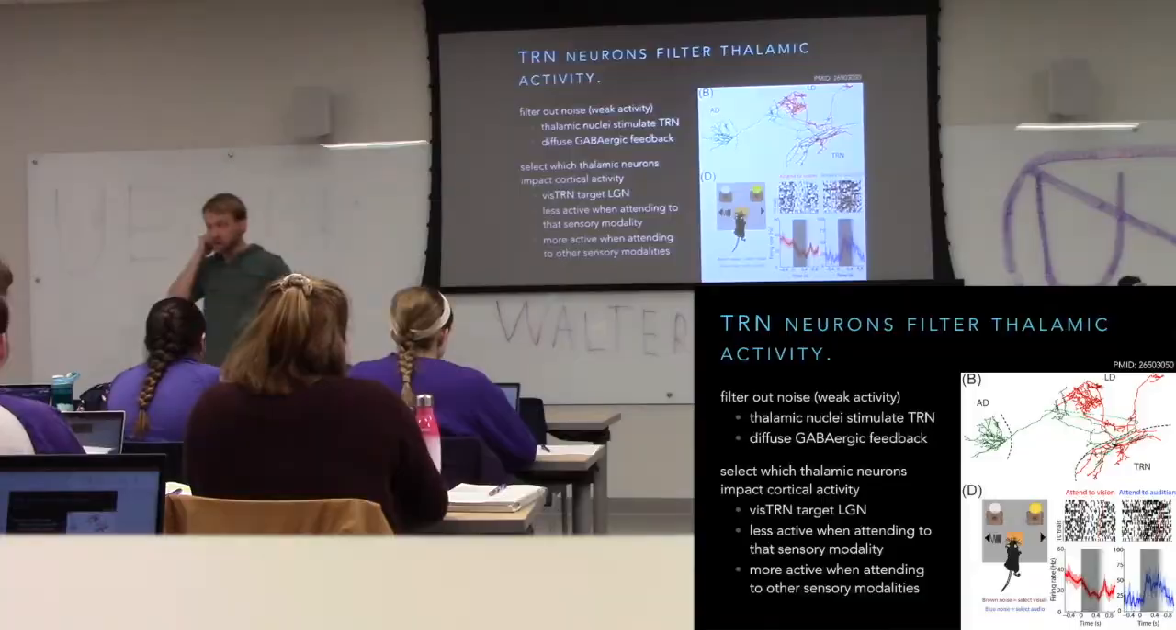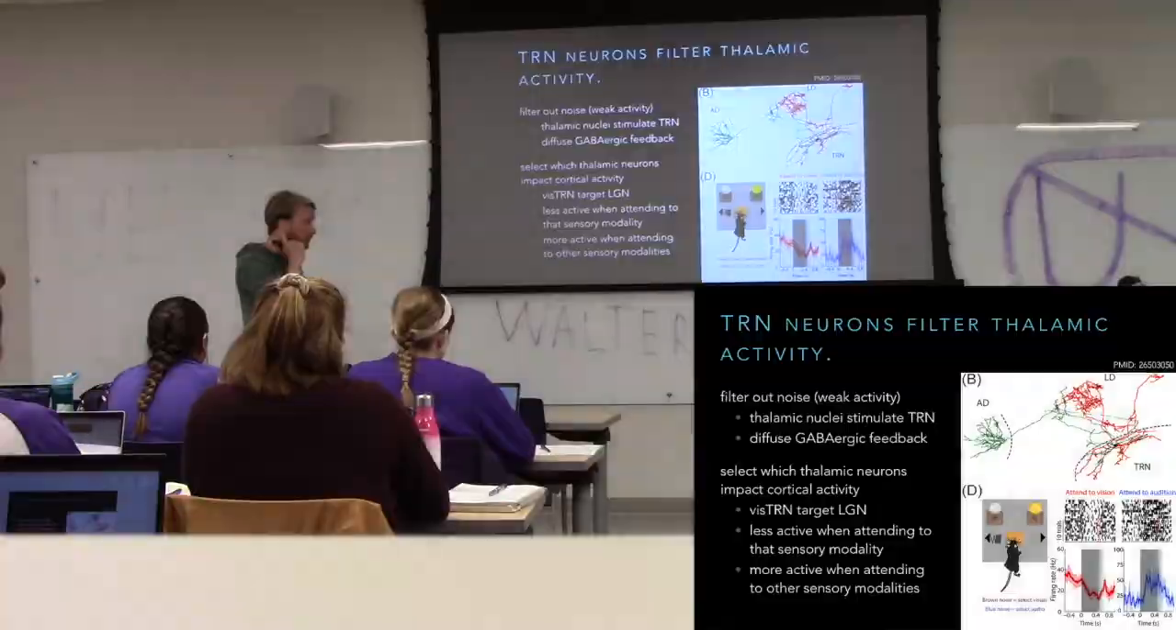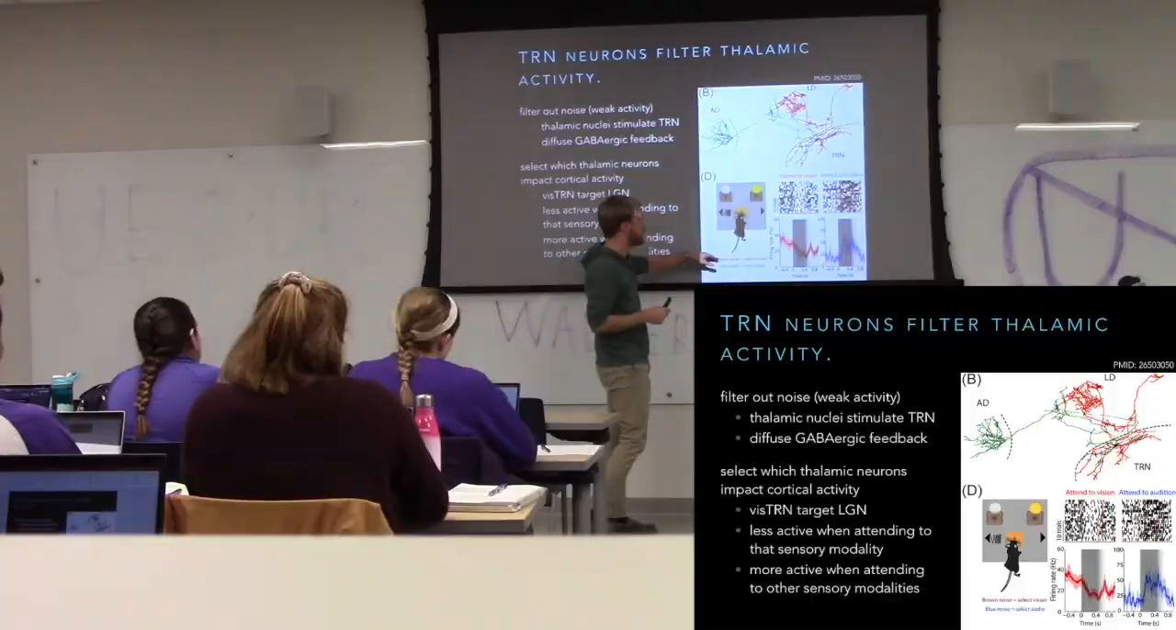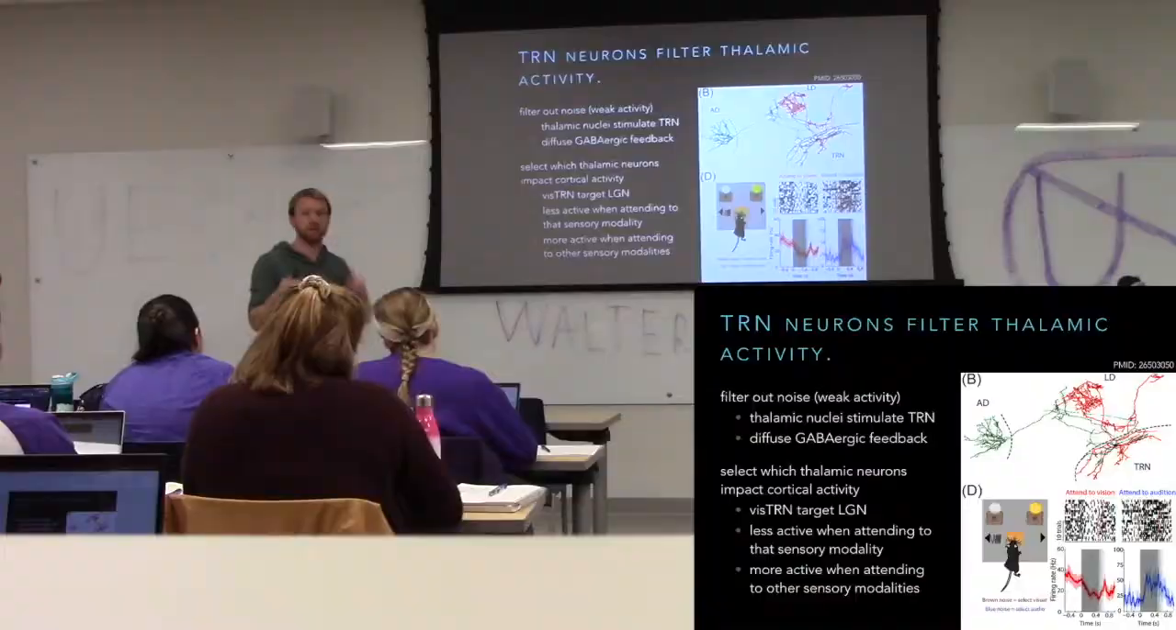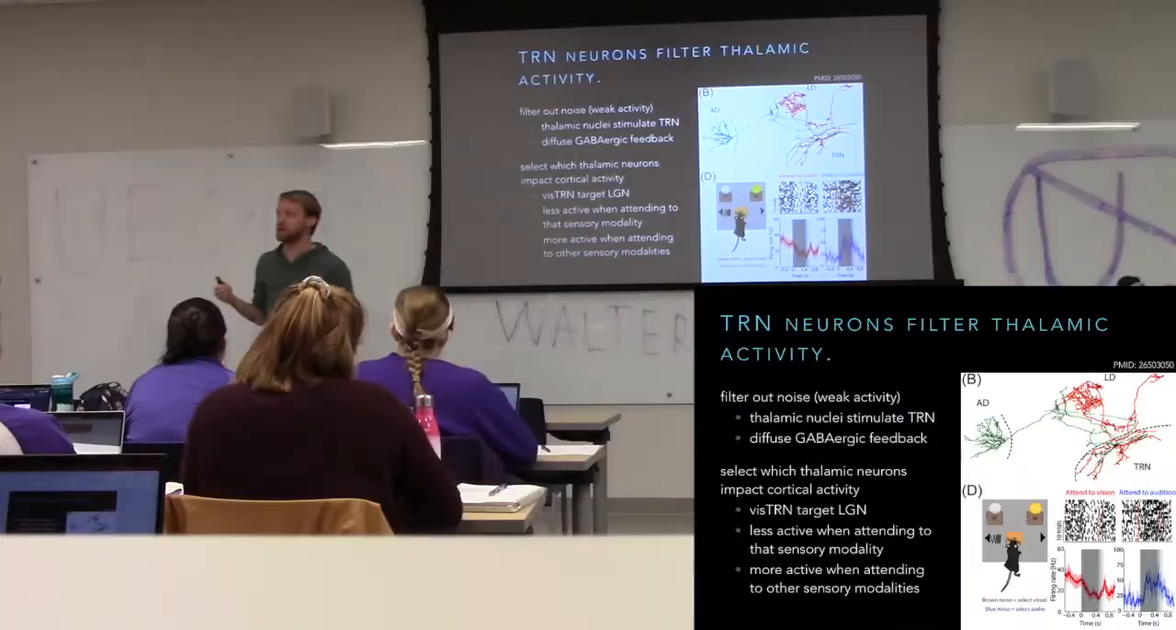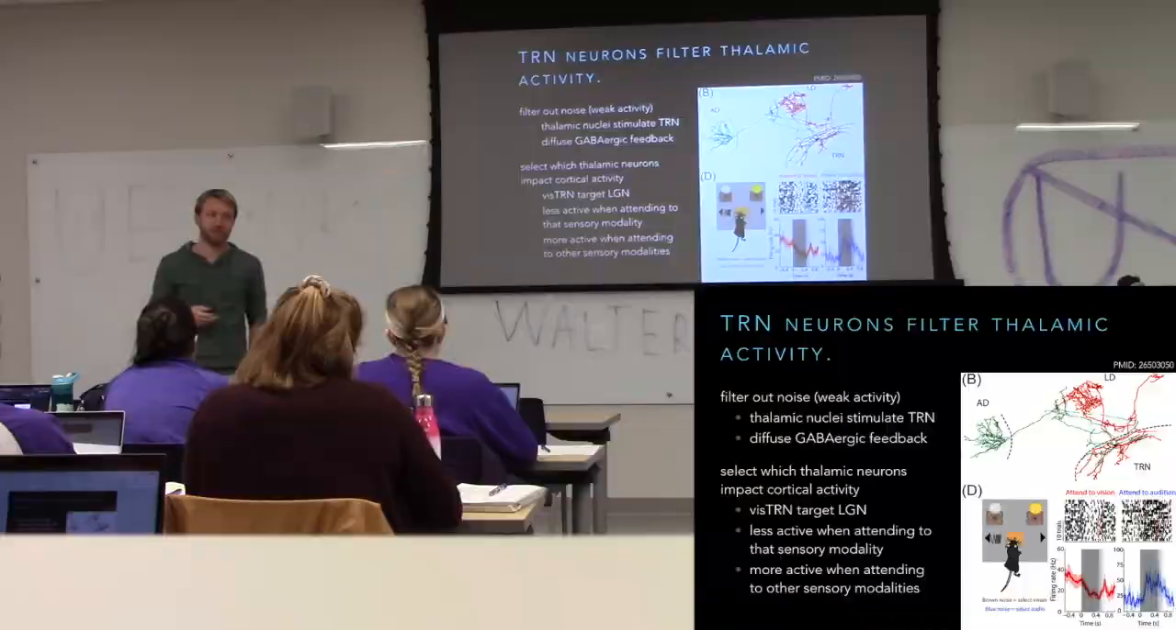Which input's going to make it to the cortex? Whenever we present brown noise, pay attention to visual input in this case. And they record the activity of the reticular neurons that are going to target your LGN, so the visual reticular neurons. Their firing went down.